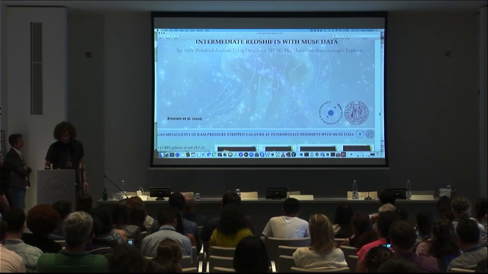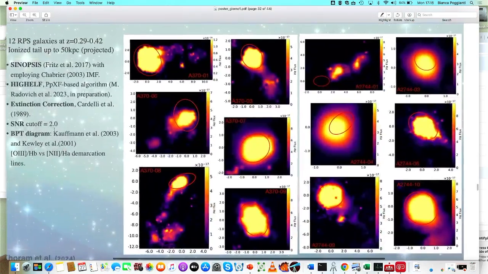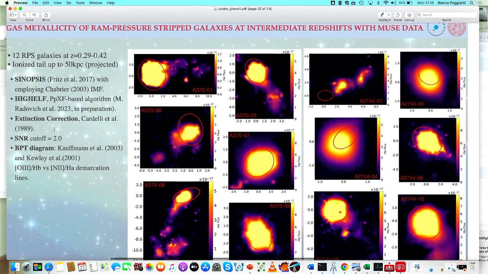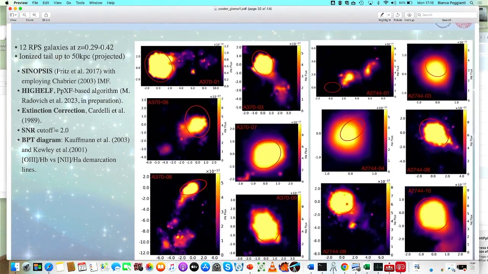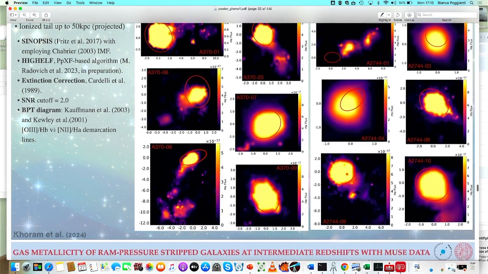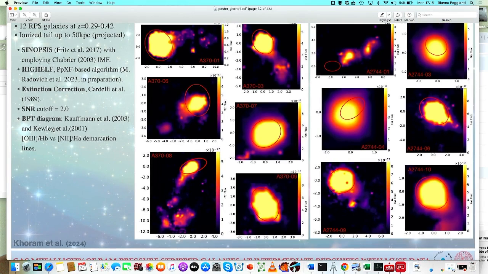So we started from the two close clusters that we have in the MUSE GTO program, and we selected 12 ram pressure stripping galaxies out of those two clusters at redshift 0.3.4.